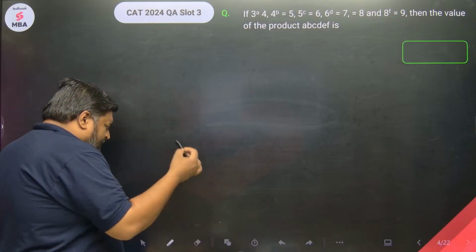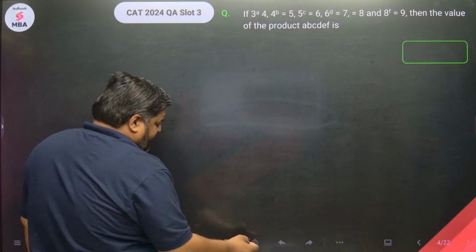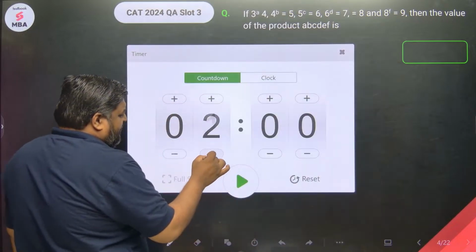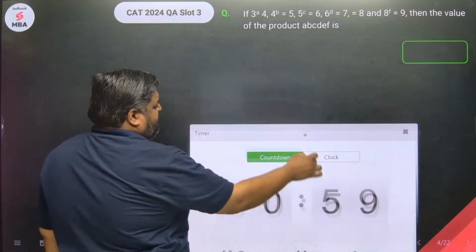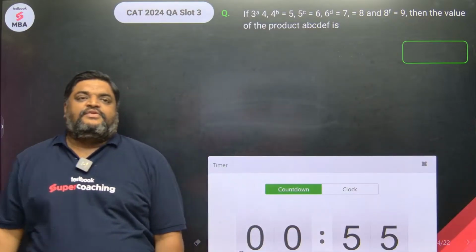Read out the question first. Try it. I'll give you a minute, not more than that. And then we will discuss this question. Attempt the question. Read it carefully. Try it.